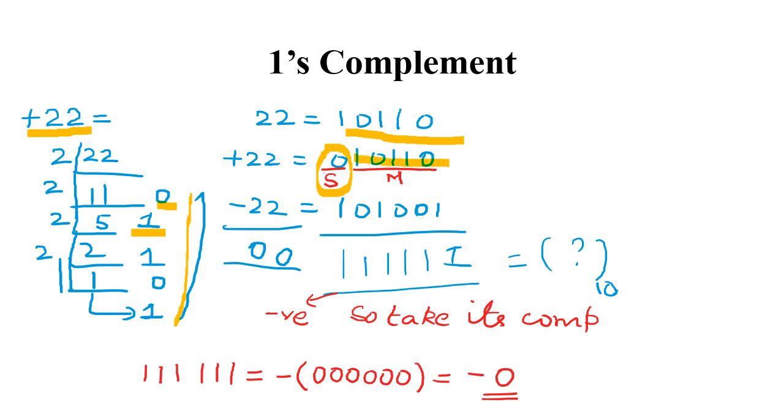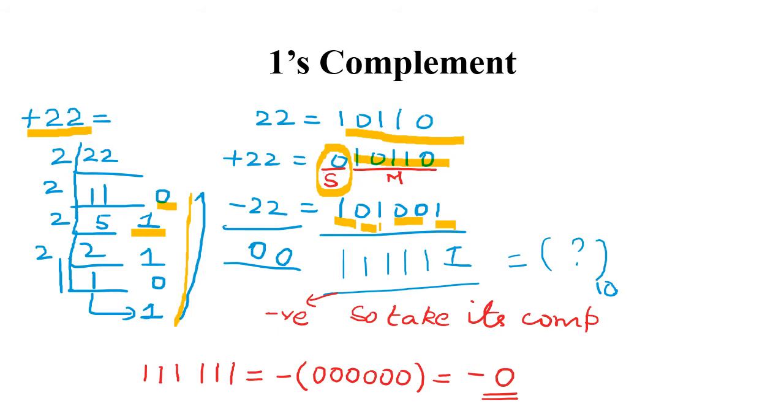0 10110. Now to find minus 22, you have to complement each and every value. For 0, we write 1. Corresponding to 1, we write 0. Again for 0, we write 1. Double 1, two zeros will come, and for 1 we write 0. Now, if we add plus 22 and minus 22, the result should be 0.